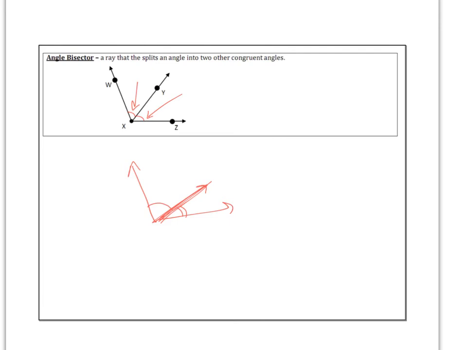There's a couple things that I want you to write down here. I want you to write down that ray XY is the angle bisector.